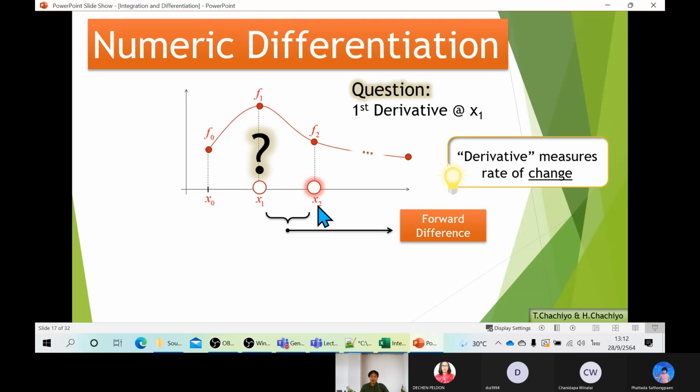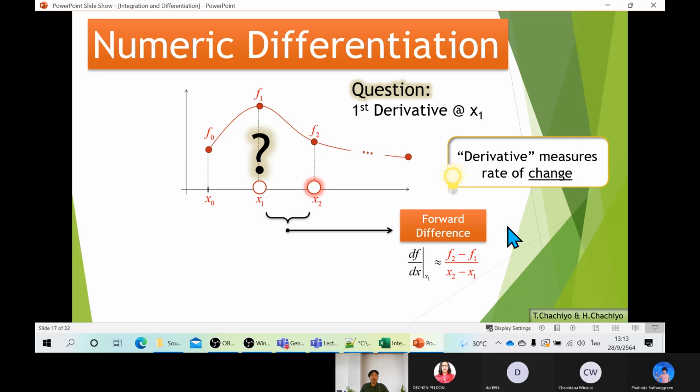With that understanding of the meaning of derivative, we can simply compute the derivative by using this method. We have 2 points. x2 is the point forward, and x1 is the point we want to know the derivative. How do we do that? We use this very simple formula. That is the change of f, in this case f2 minus f1, divided by the change of the x value, like so. And we call this method forward difference.